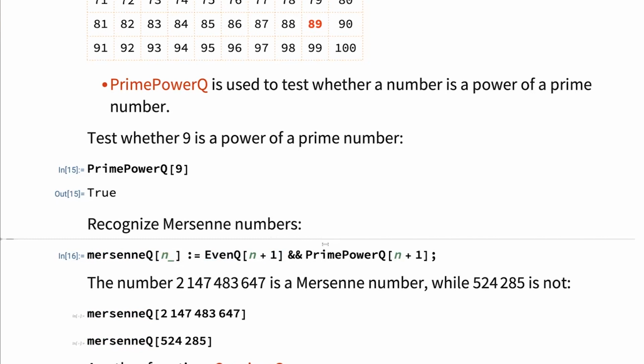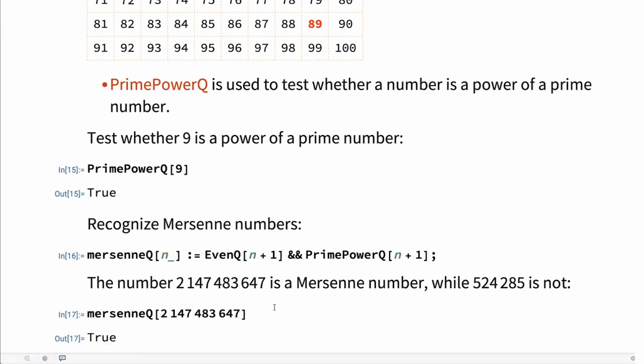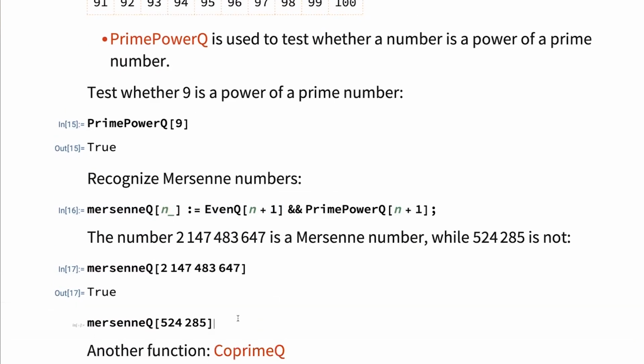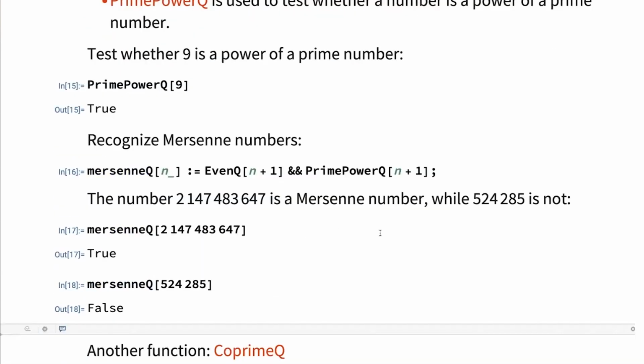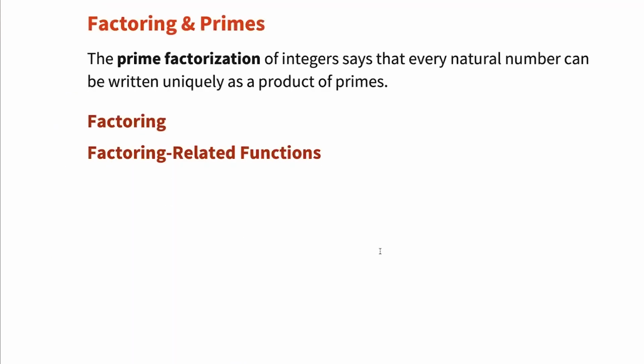And since now we have this function, we can easily see that this number is a Mersenne number, while this number is not. So another function in this category is the function called PrimeQ. Okay, so we talked about the functions about primes.